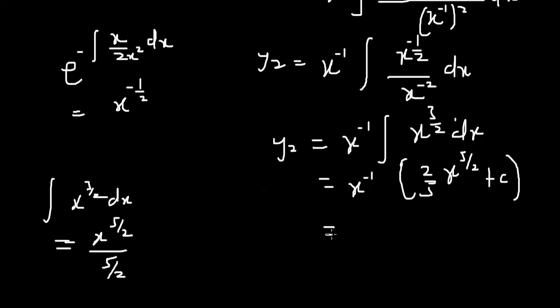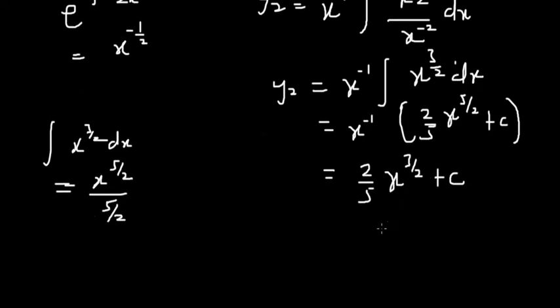Let's proceed from there. So now let's try to simplify this further. Once you simplify this further, you end up with 2 on 5, and then we have x exponent 3 on 2, plus c. So x exponent minus 1 will just add to x exponent 5 on 2, and then we end up with this. And then note that c has to be equal to 0, so let's keep c equal to 0.